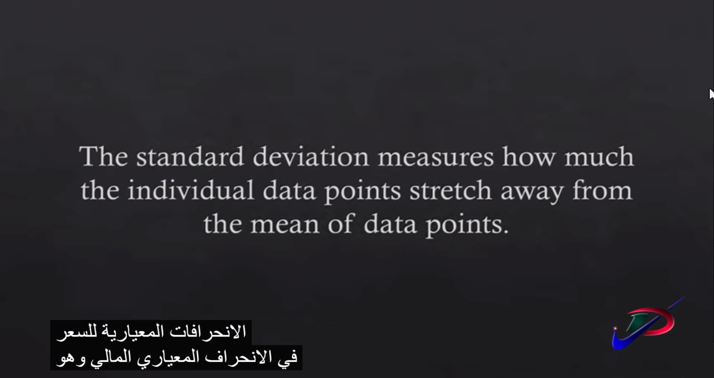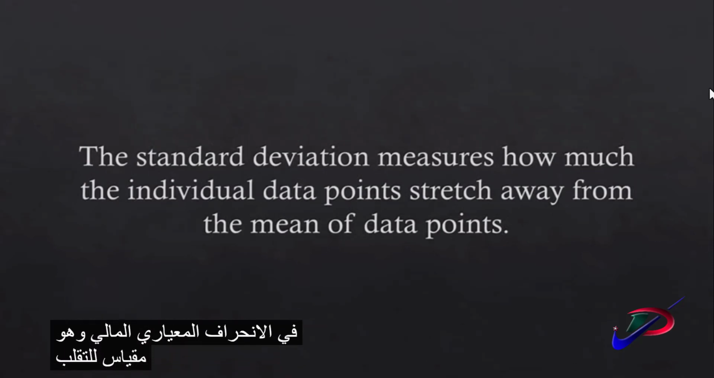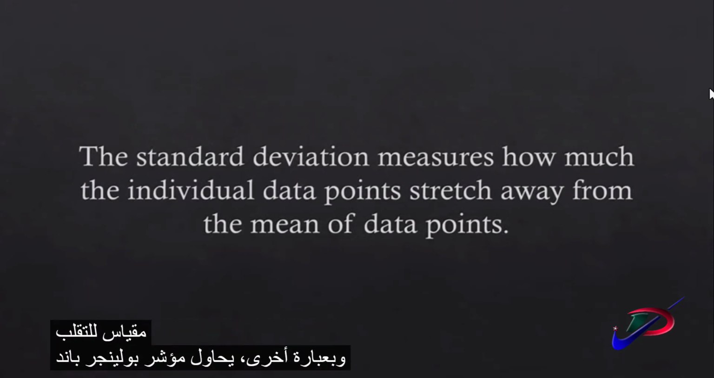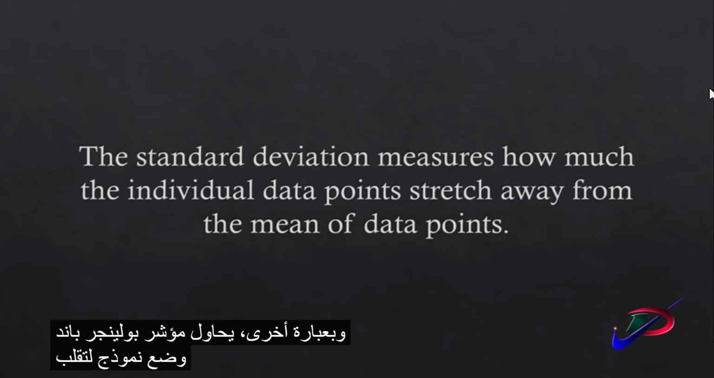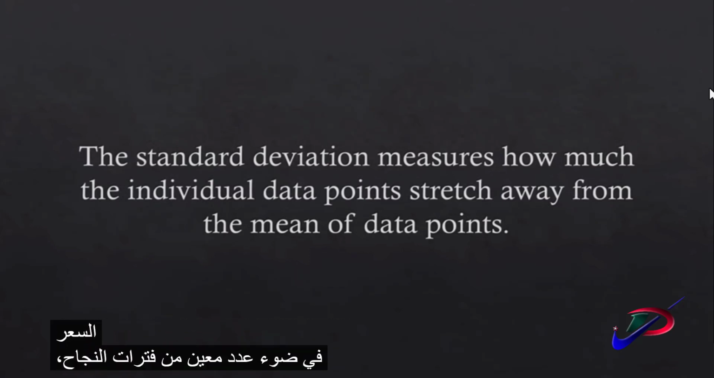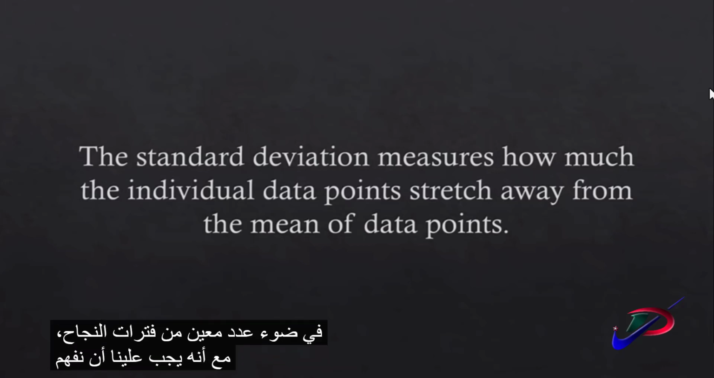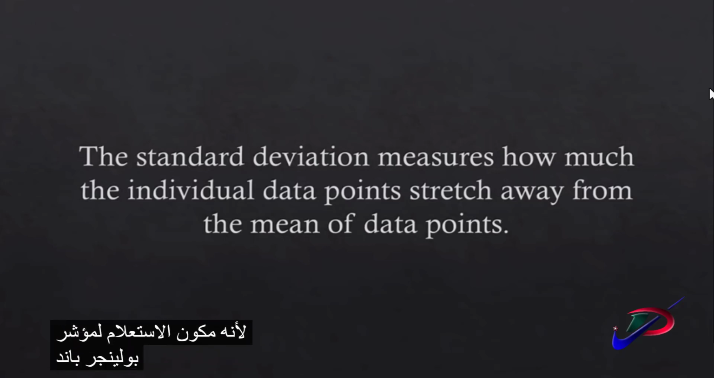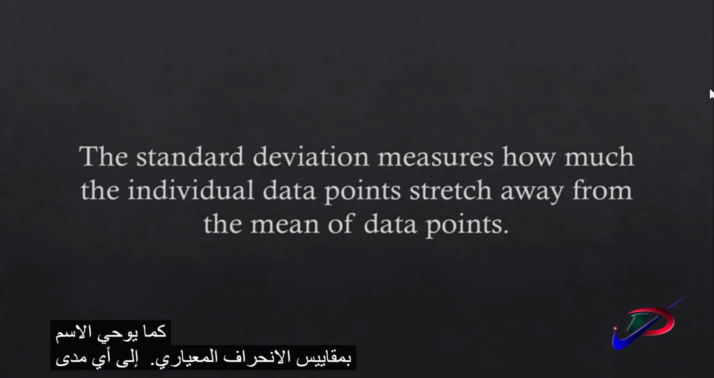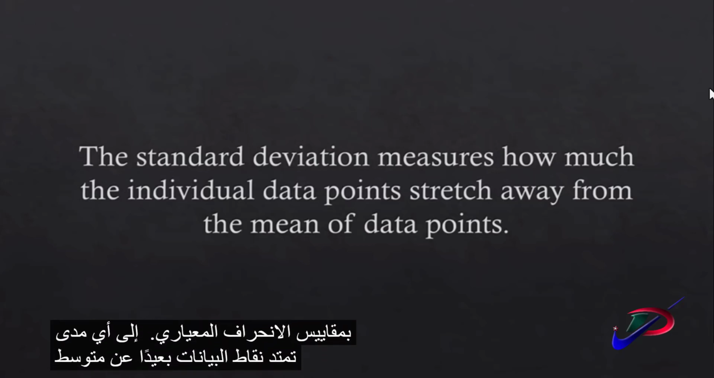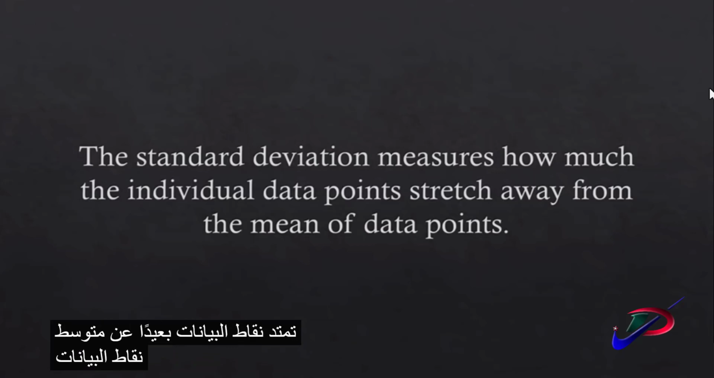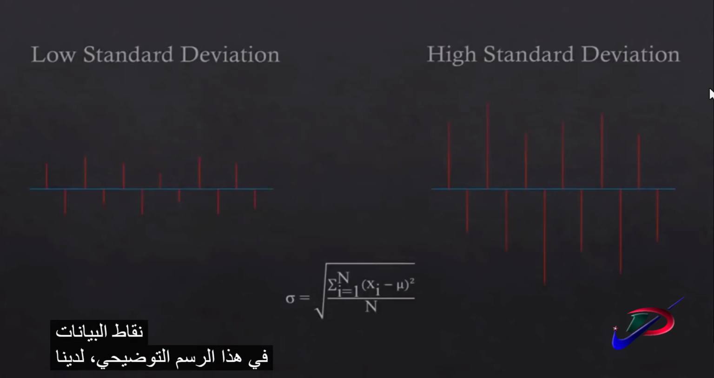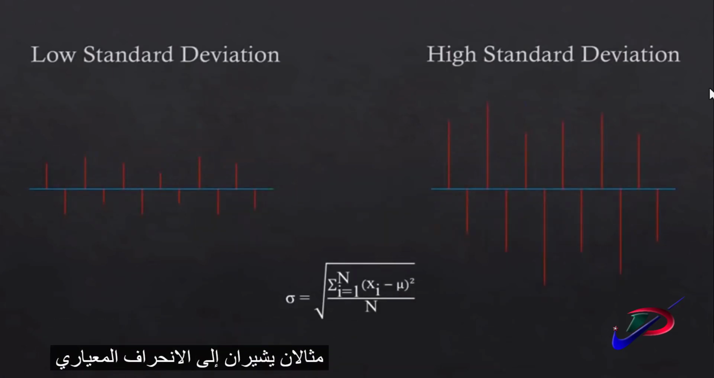In finance, standard deviation is a measure of volatility. In other words, the Bollinger Bands indicator attempts to model the volatility of price given a certain number of past periods. With that said, we have to understand the meaning of standard deviation since it's the core component of the Bollinger Bands indicator. As the name suggests, the standard deviation measures how much the data points stretch away from the mean of data points. In this illustration, we have 2 examples that indicate the standard deviation.